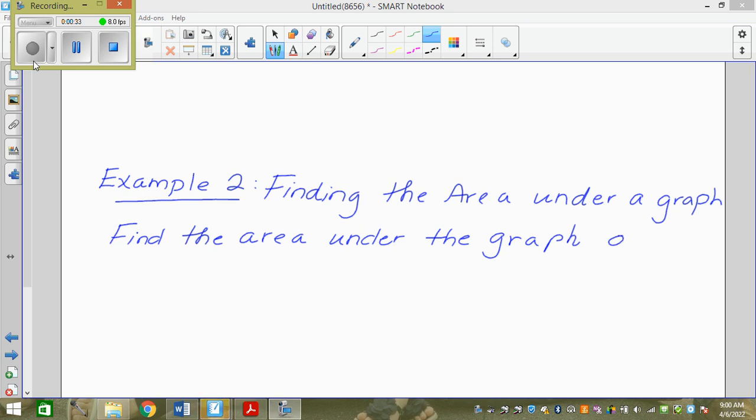Find the area under the graph of f of x.